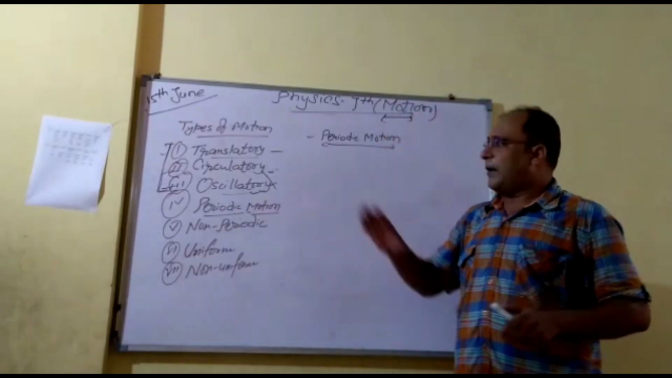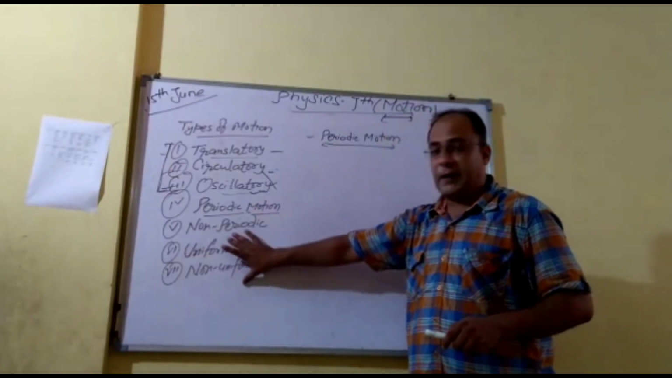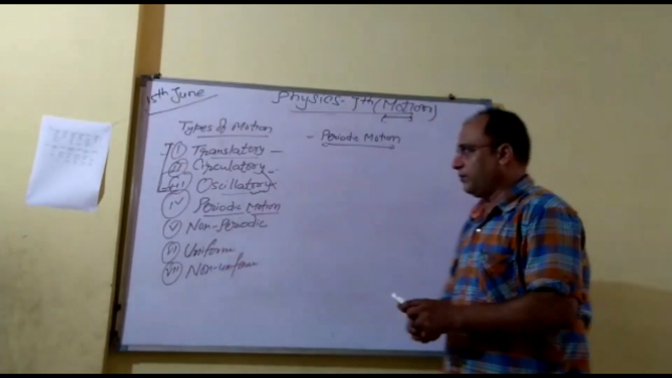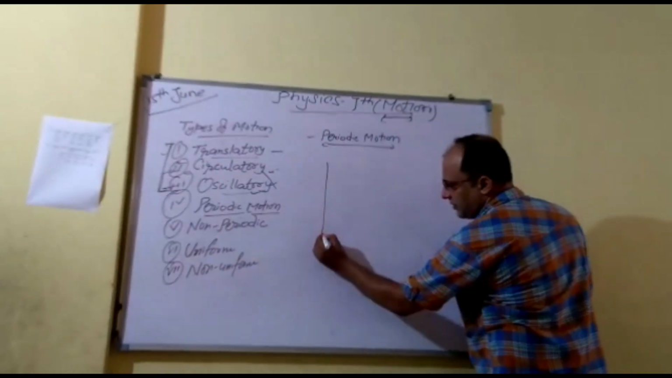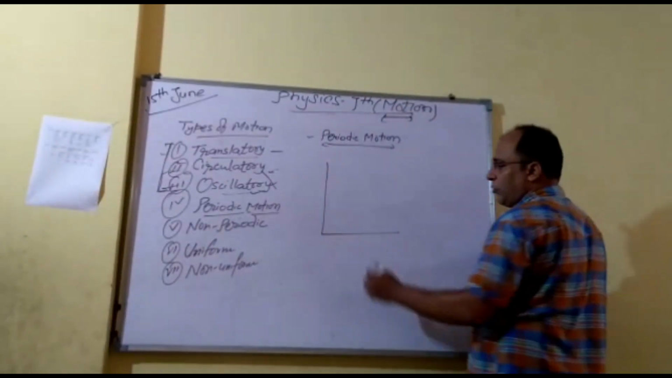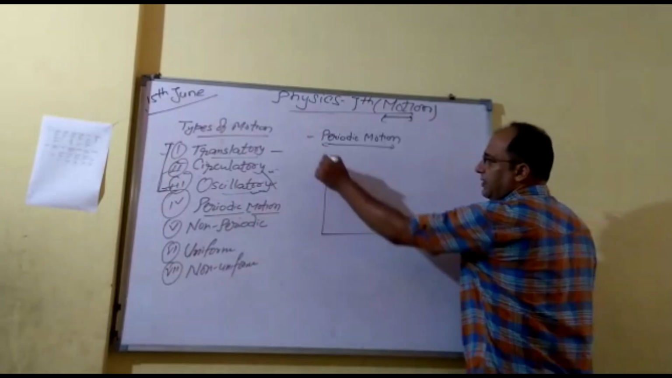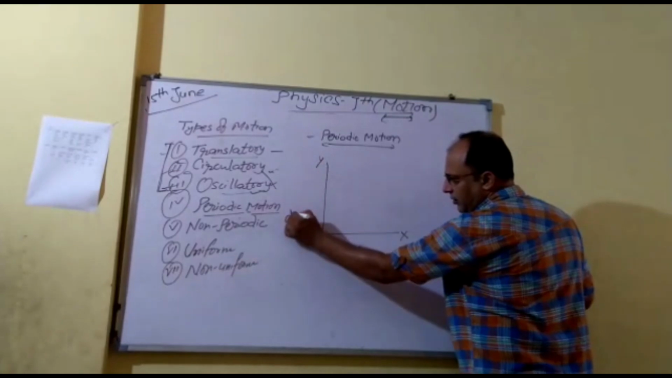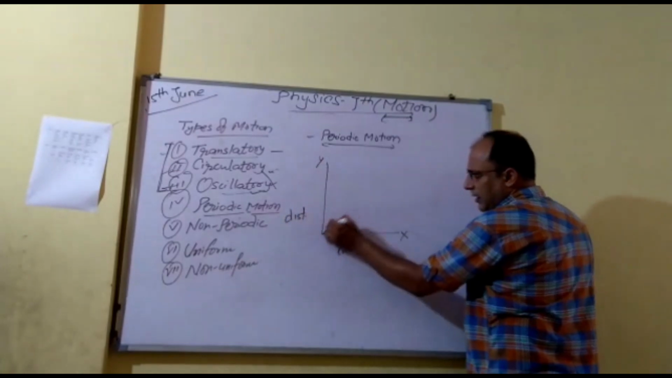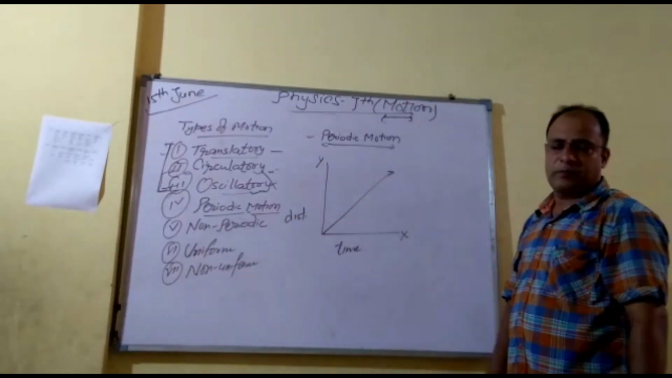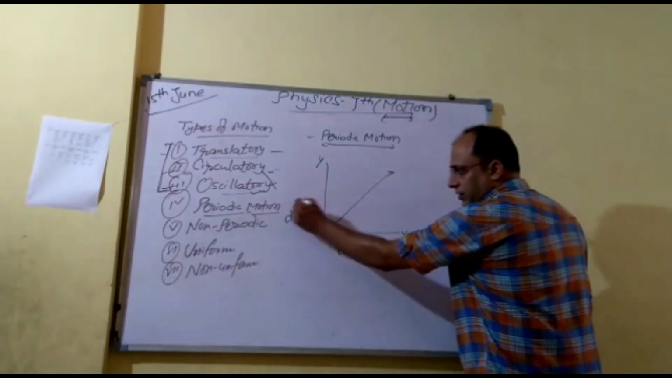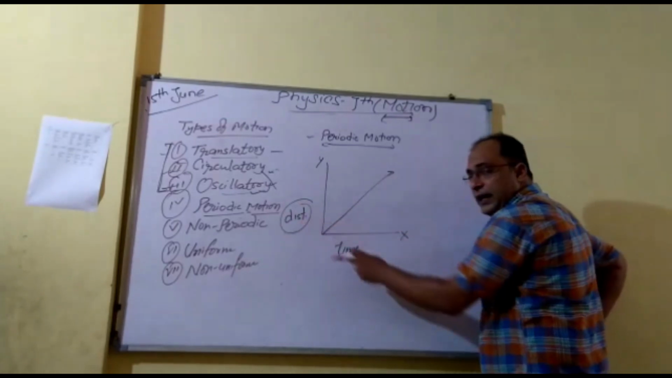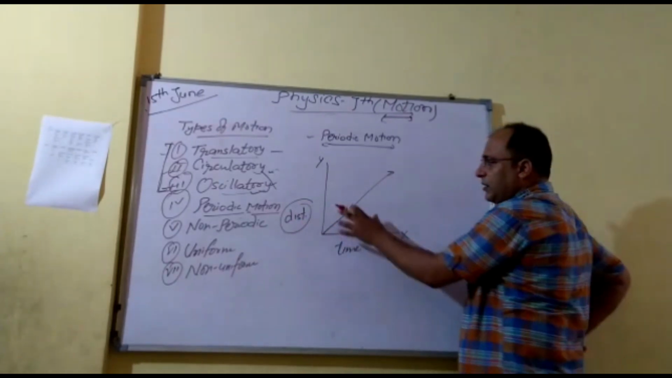And now, after all these types of motion, I have written two types here: uniform and non-uniform. Uniform motion is important. In the future, whenever you study science, physics, it is like this. Suppose this is time and this is your distance. And if the body moves like this, it means equal distance in equal intervals of time. If both are equally moved, then it is called uniform.